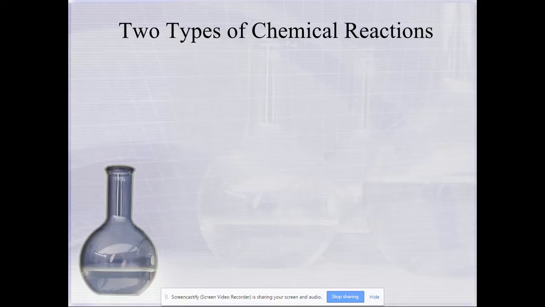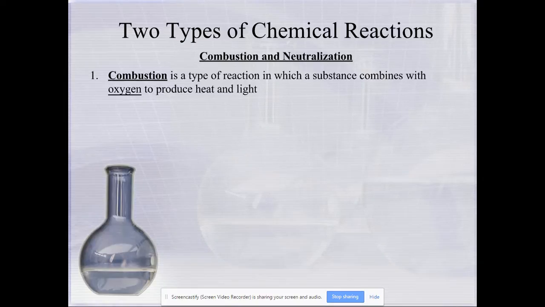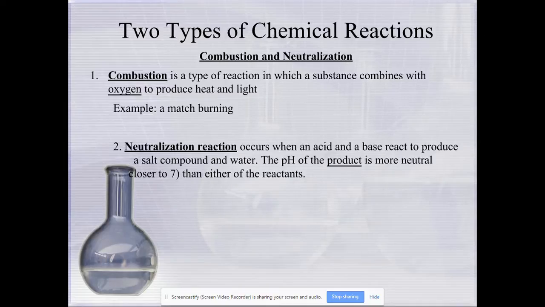Now there are two types of chemical reactions that we want to talk about: combustion and neutralization. Combustion is a type of reaction in which a substance combines with oxygen to produce heat and light. If you go back to the beginning where we talked about hydrogen and oxygen and the rockets being shot off. A match burning would be an example of a combustion reaction.